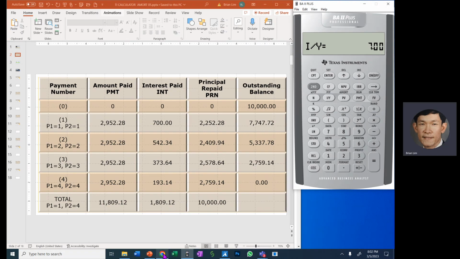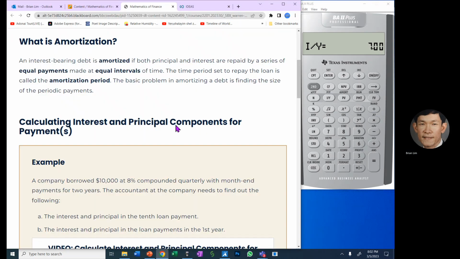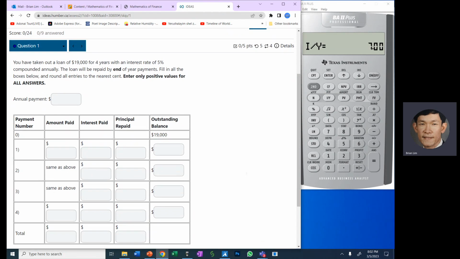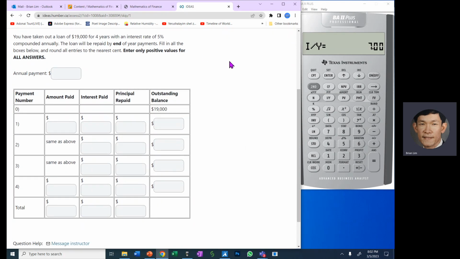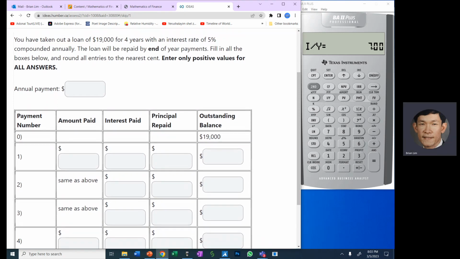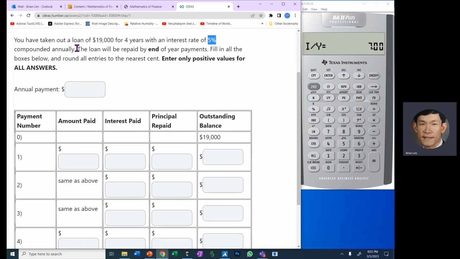Now let us go to the questions in the quiz, and we will take up question number 1. All right, this question is, let's make it a bit larger. You've taken out a loan of $19,000 for 4 years with an interest rate of 5% compounded annually.